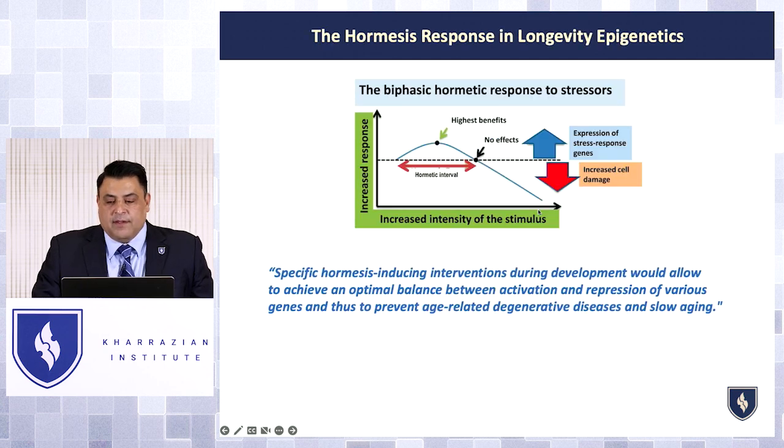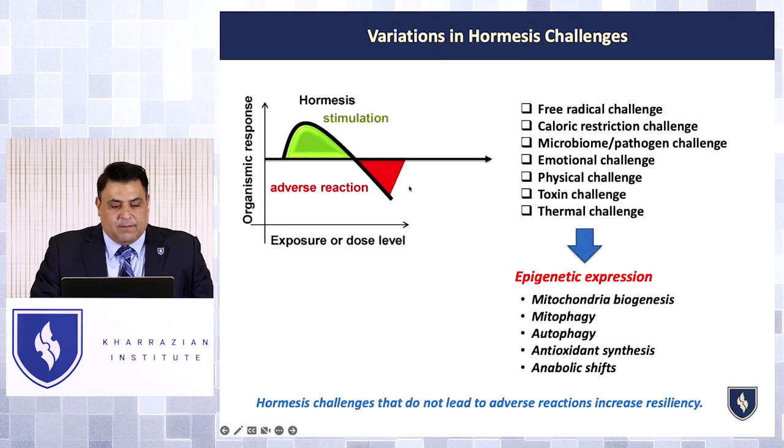So the ultimate mechanism of lifestyle and dietary things that impact hormesis are things that put challenge or stress to the system, and as challenge and stress is put to the system, like free radical challenge or caloric restriction or microbiome pathogen challenge, or emotional challenge, physical challenge, toxin challenge, thermal challenge, that doesn't cause adverse reactions but just stresses out the system. Then people develop mitochondrial biogenesis and autophagy, turn on the antioxidant system, get into anabolic shifts, right? And then you really want to make sure the other thing you consider with lifestyle is hormesis challenges that do not lead to adverse reaction, increasing resiliency.